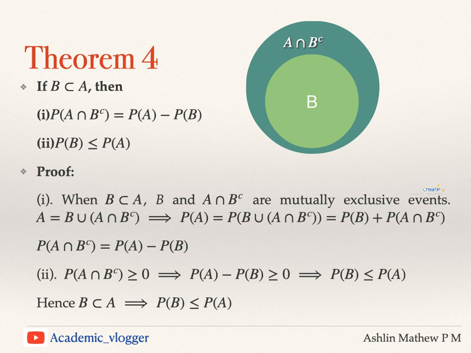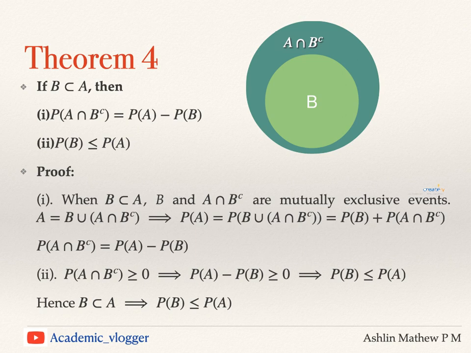So the bigger circle is the event A in the Venn diagram, and the olive green inside part denotes the event B. You can see that the concurrent circle around B, that dark green color, is A intersection B complement. Since totally it is A, and inside it we have, as a subset, event B. So A intersection B complement is the other part, and B and A intersection B complement are mutually exclusive events.